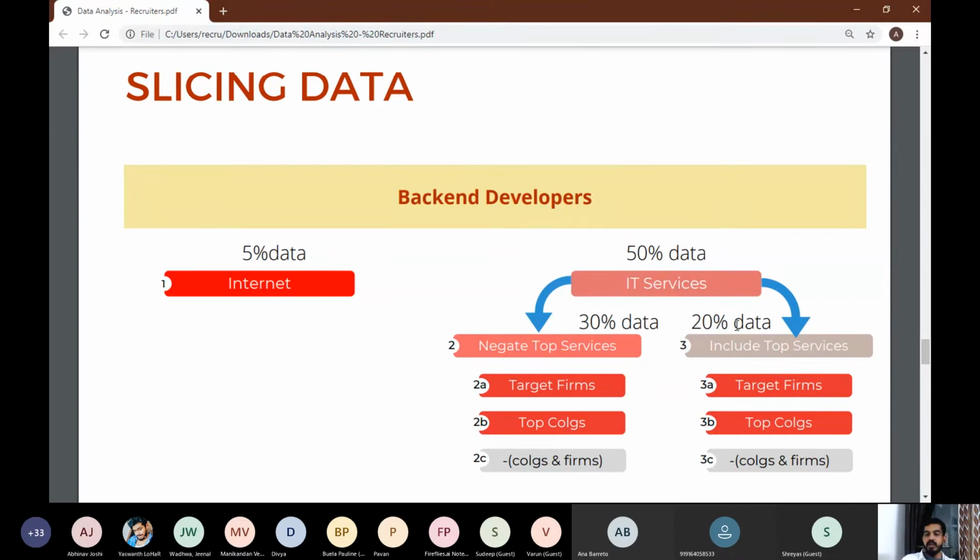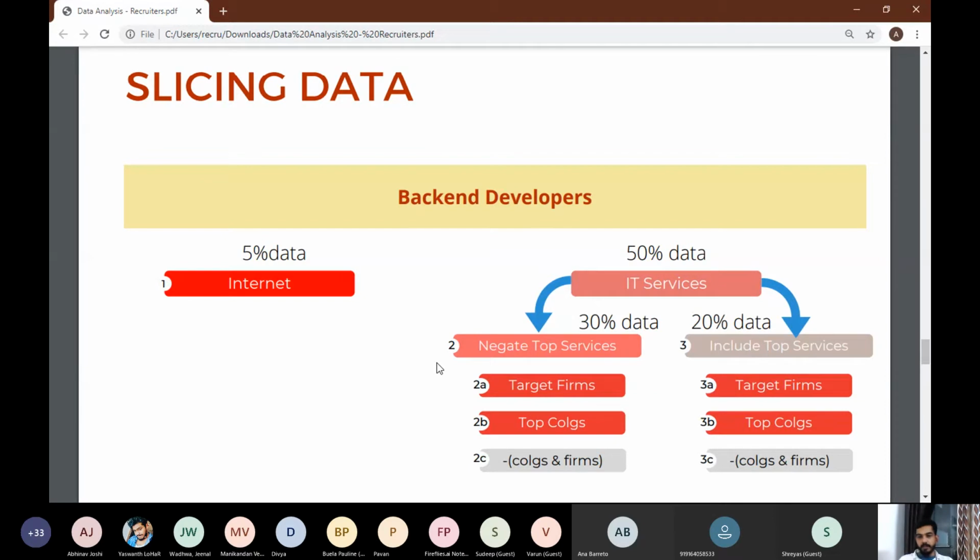And the second model is, what if there are people from the top 5 services which you negated in the second model? Now you want to also look at those top 5 services and see, are there people from target firms? Let's say someone started his career in Infosys, now works in Amazon. Obviously you'll be interested, right? So that is your remaining 20% of data set. And then add target firms, that is 3A. And then 3B, top colleges, negate your target firms because you've seen them in 3A, and then you come to 3C.